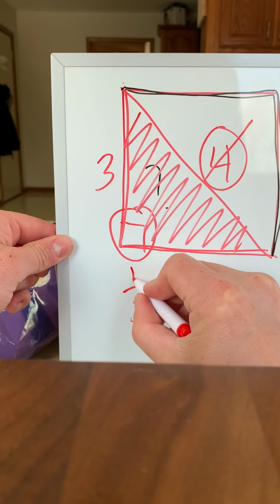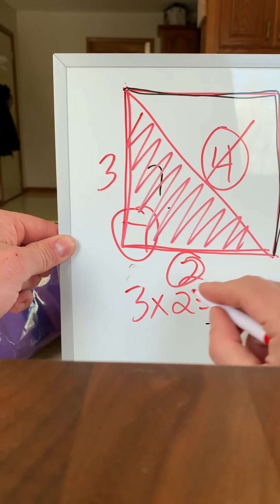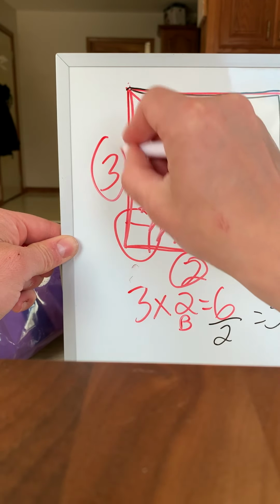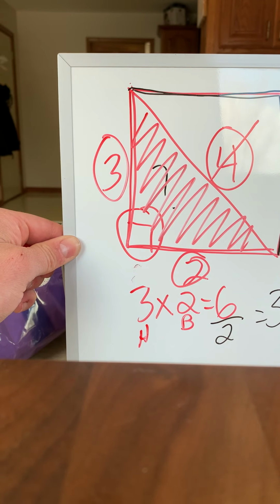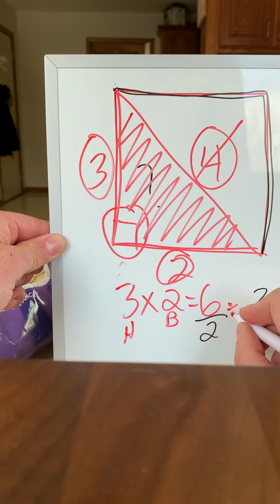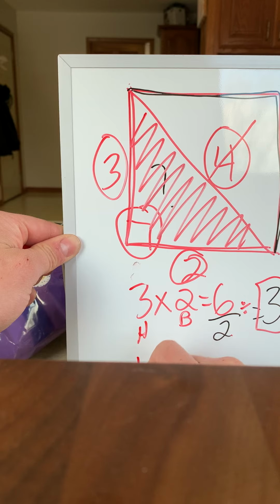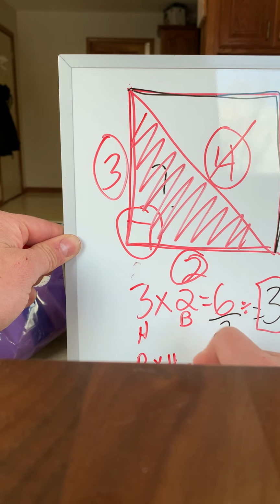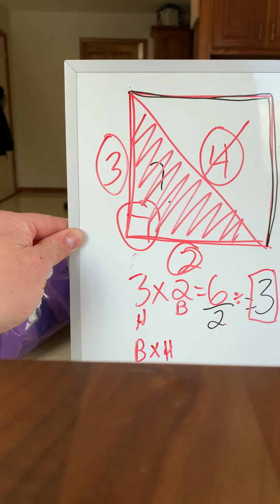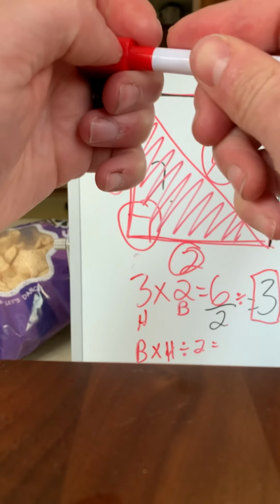Okay? Base, that's what we call this 2. Sorry. So we call this 2. Height, that's what we call this 3. Divided by 2 equals the area of a triangle. Base times height divided by 2 equals the area of a triangle.